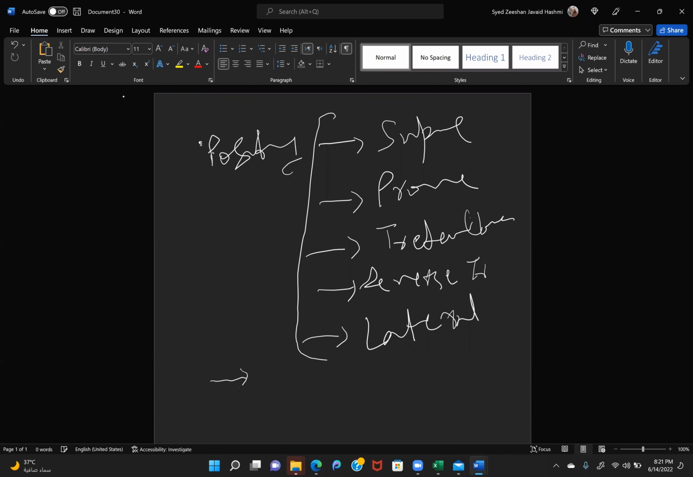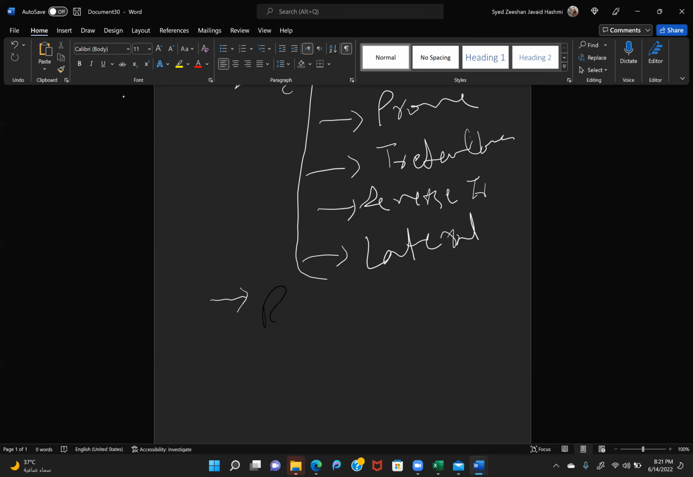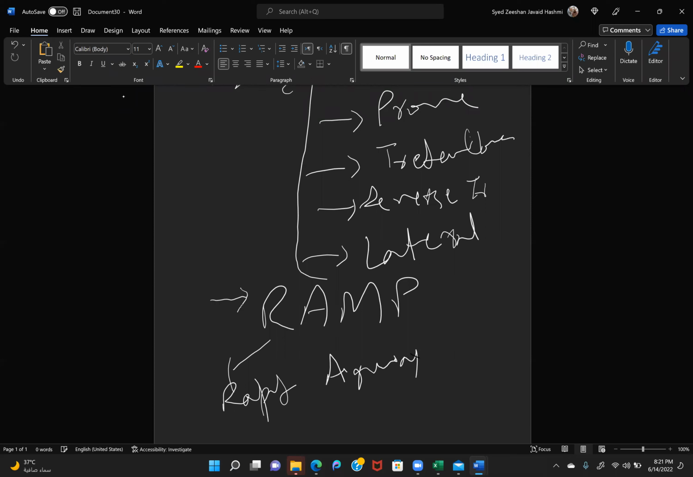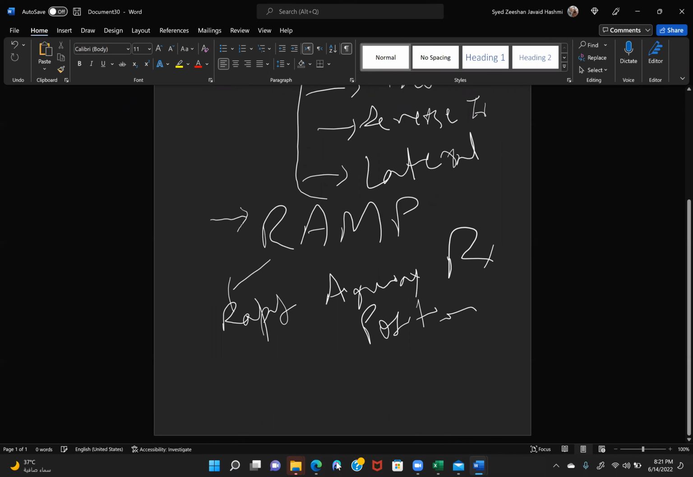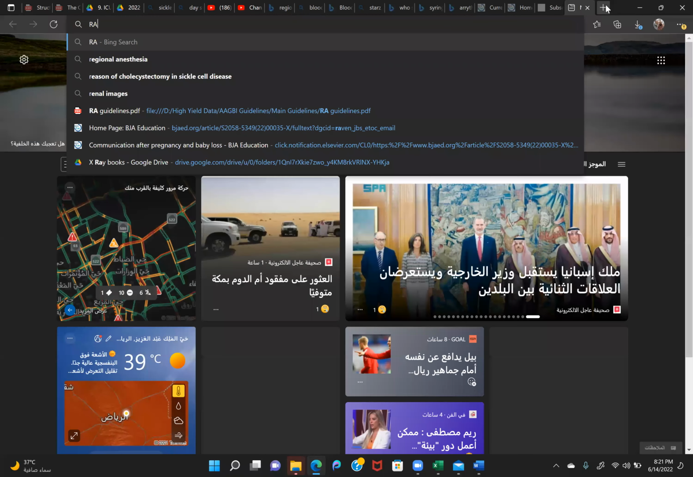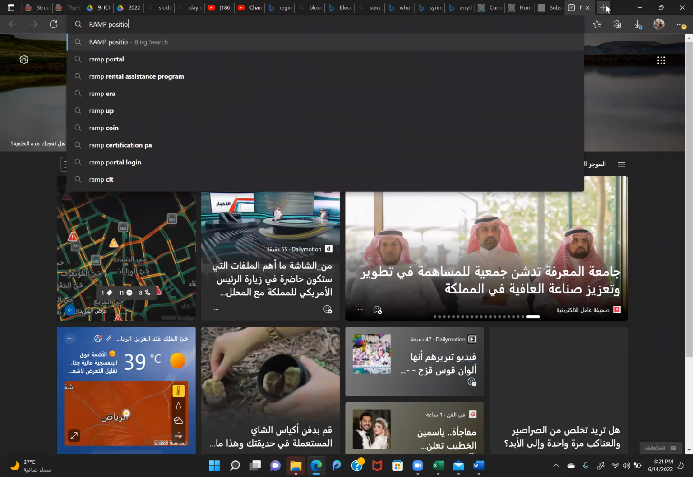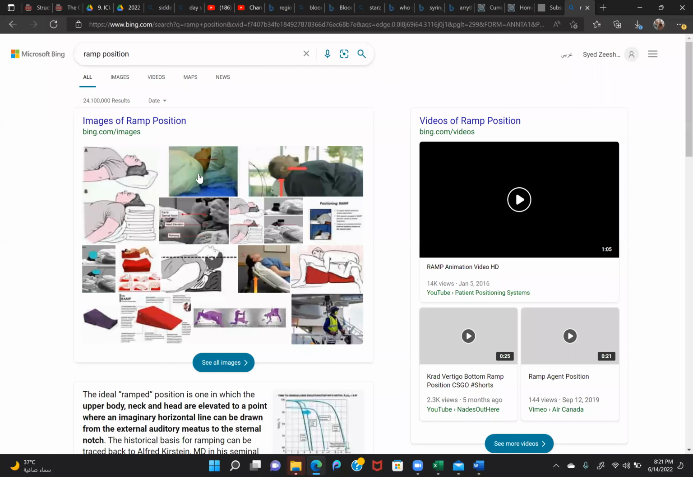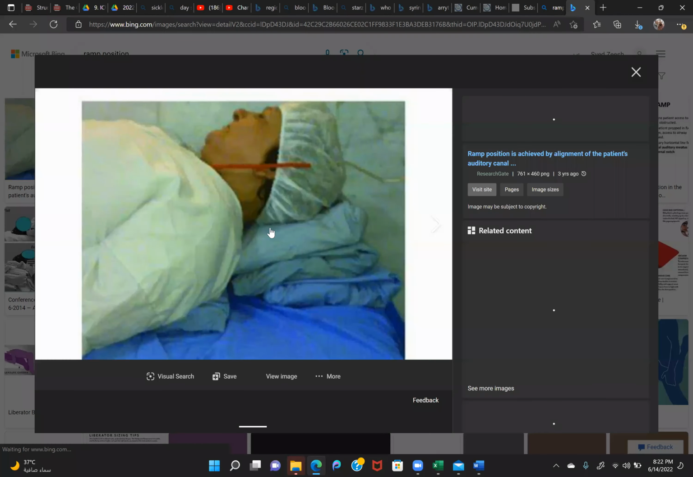slightly different position, like for example, there is a position which is called the ramp position. Okay, rapid airway management position. Okay, so in that position, what you do, actually I will just show you the picture of the ramp position. So this is the ramp position.